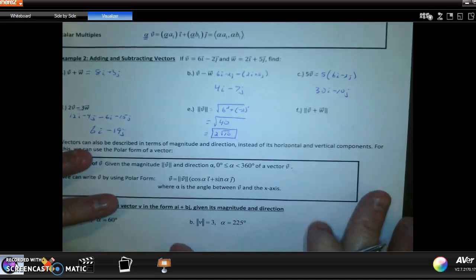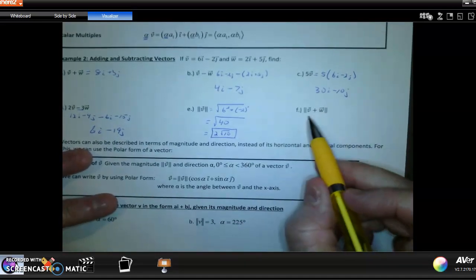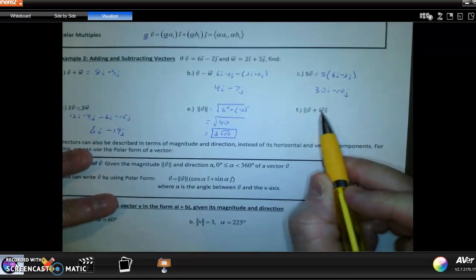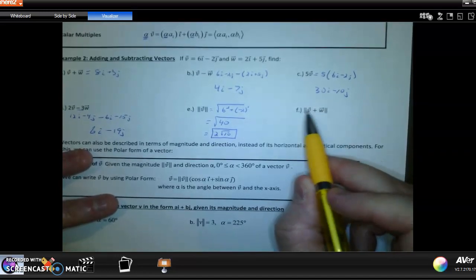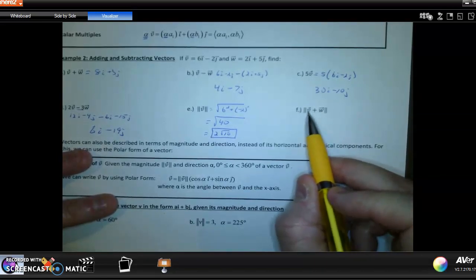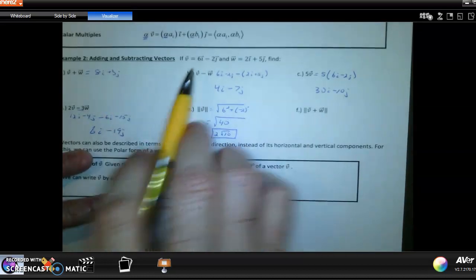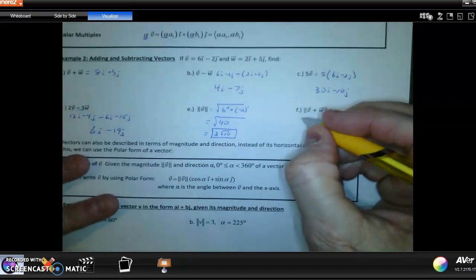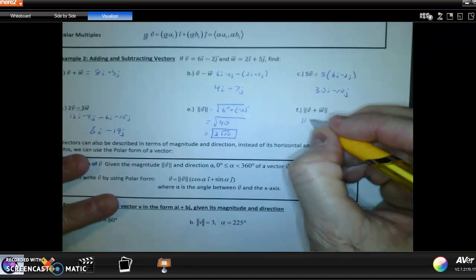Okay, now look at F. This is the one that confuses people. Look at what this says. It says, what is the magnitude of v plus w? So you've got to think of this like the order of operations. You can't find the magnitude of the vector until you know what the vector is. So the first thing we're going to do is add these two. We're going to take vector v, we're going to add vector w. Well, we already did that over here. So let's use that answer. And that's what we want to find the magnitude of.